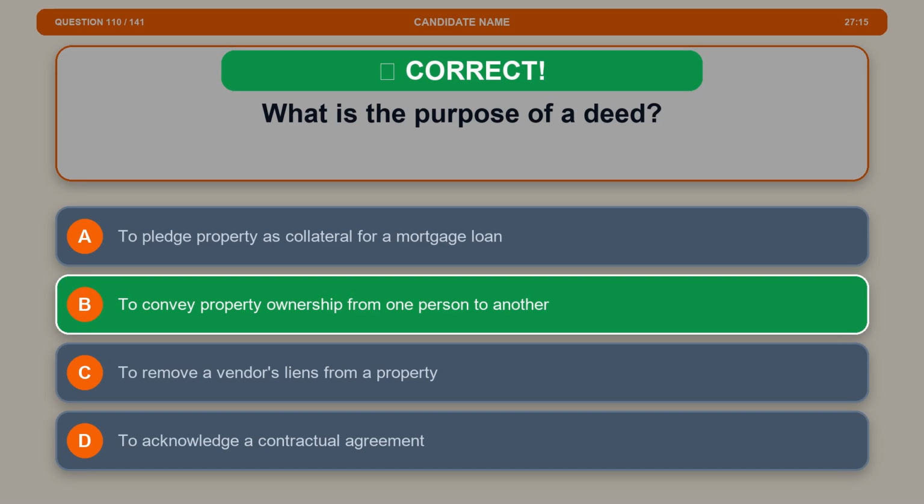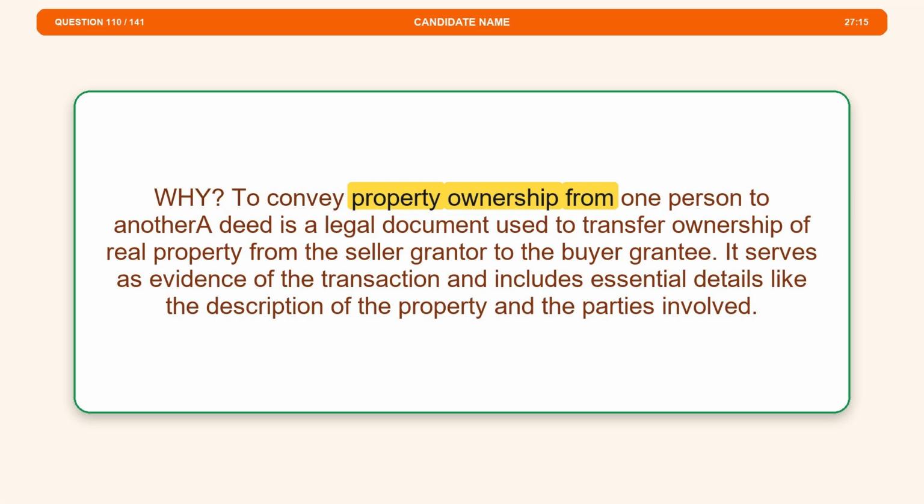The correct answer is option B. To convey property ownership from one person to another. A deed is a legal document used to transfer ownership of real property from the seller-grantor to the buyer-grantee. It serves as evidence of the transaction and includes essential details like the description of the property and the parties involved.